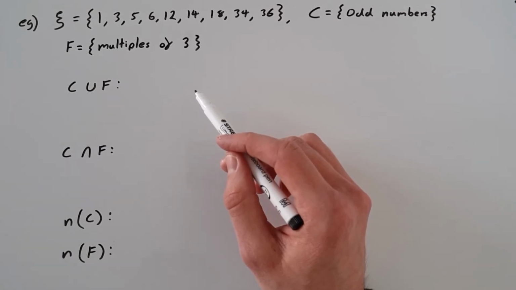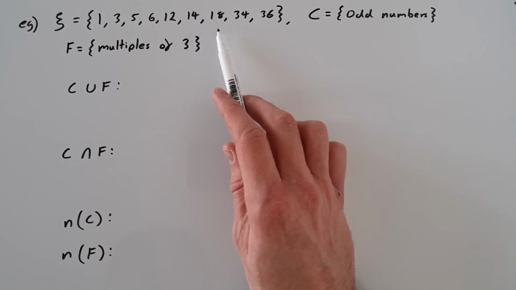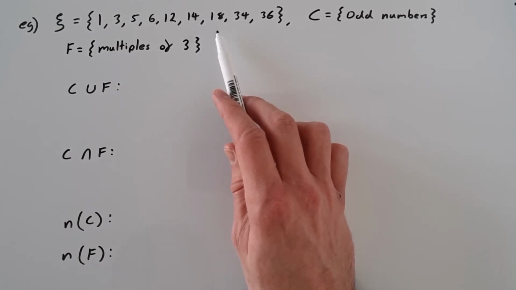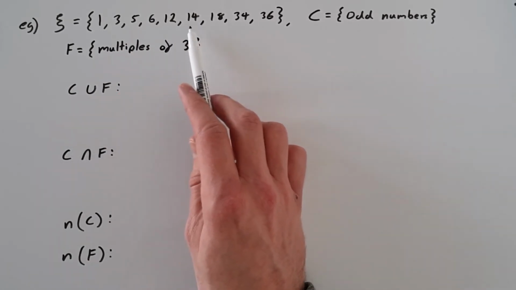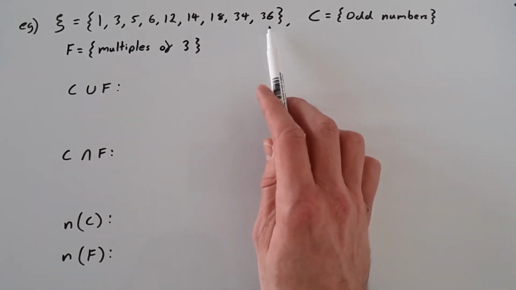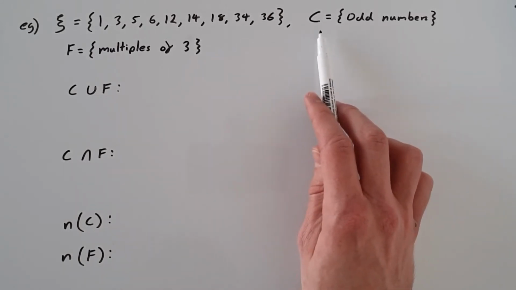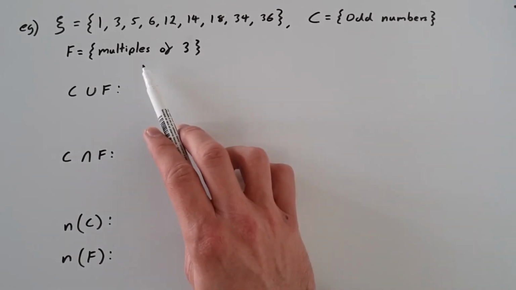Let's look at this example here then. First things first, we've got our universal set. Remember, all the following sets must take their numbers from this set. In it we've got 1, 3, 5, 6, 12, 14, 18, 34, and 36. We've then got two more sets here. We've got set C, which is the odd numbers, and set F, which is the multiples of 3.